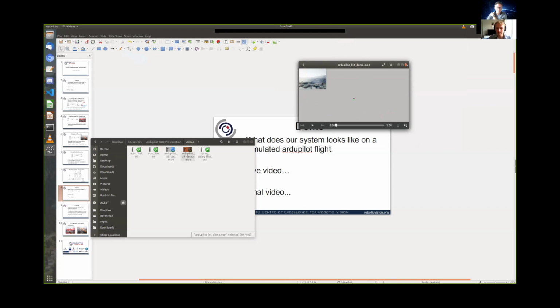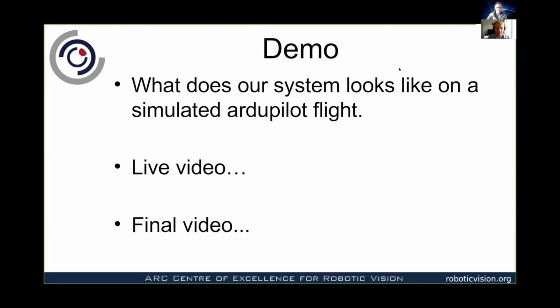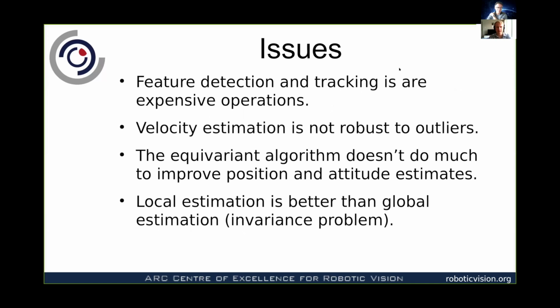But actually, I'll talk about the issues in the algorithm at the moment. First of all, feature detection and tracking are the most expensive operations we're doing in our system at the moment, because you need to do image processing, which is a lot of repeated operations on little bits of the image. You can reduce the cost of that by using a low resolution image, but then it's less accurate. It's a trade-off.